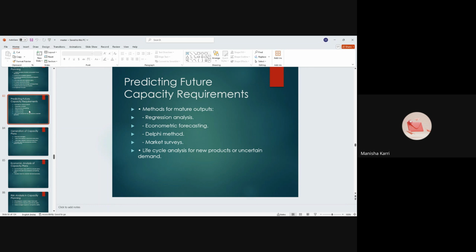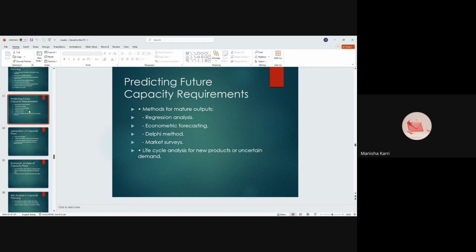demand. And the next one is market surveys. We all know market surveys. Here they gather data directly from customers about their future purchasing intentions or preferences. This direct input can provide reliable insights into the demand for new products, especially when there is potential for a shift in consumer trends. So surveys can be conducted regularly to detect changes in customer preferences and adjust the capacity plans accordingly.